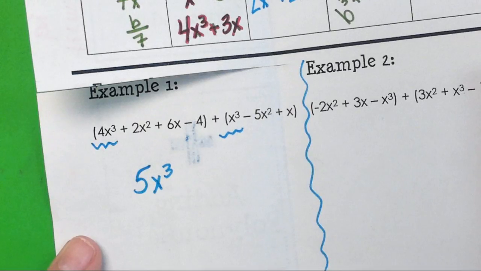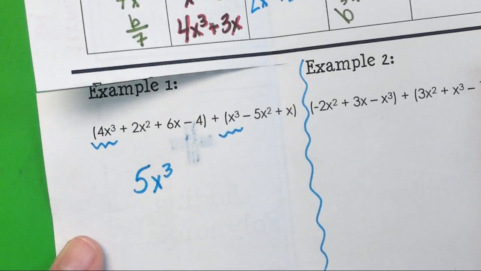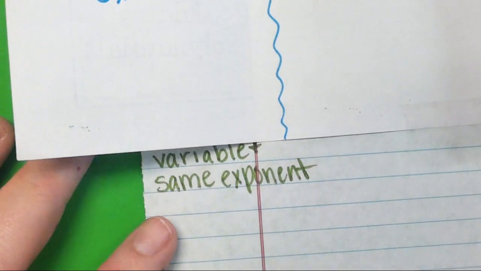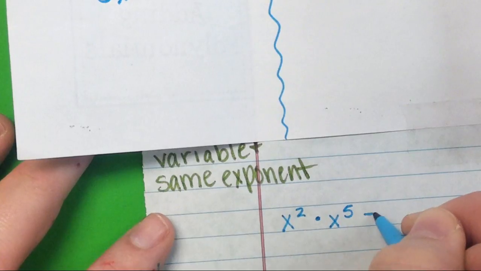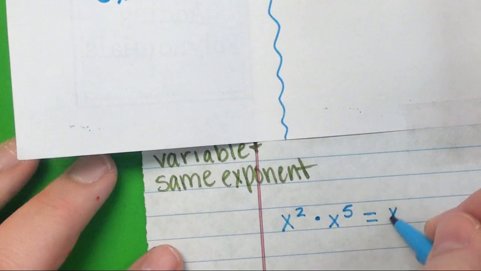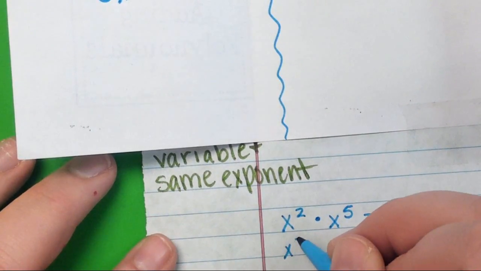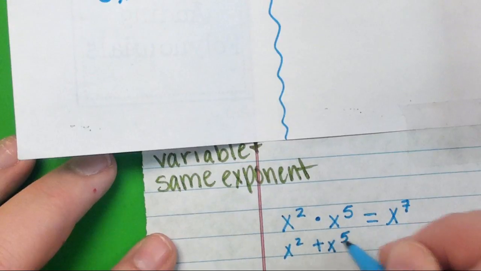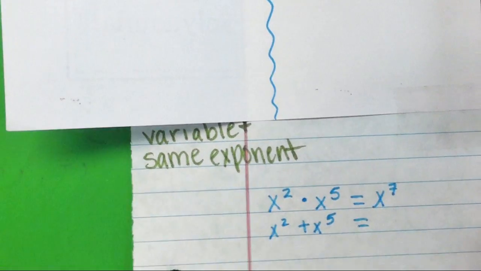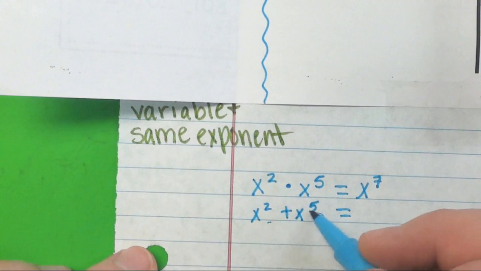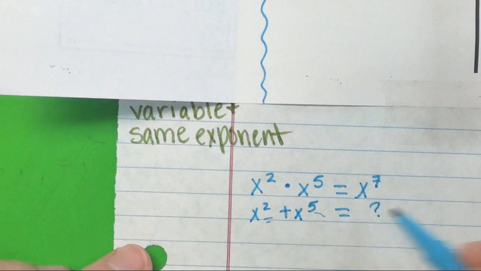No, I would not, because when we add, that's a good question, because again, some people do this on the test. If we have x to the second times x to the fifth, when we multiply, we add the exponents. When we add, we don't do anything. We can't add the exponents, and those two terms can't actually go together because they are different exponents. So we can't do that.